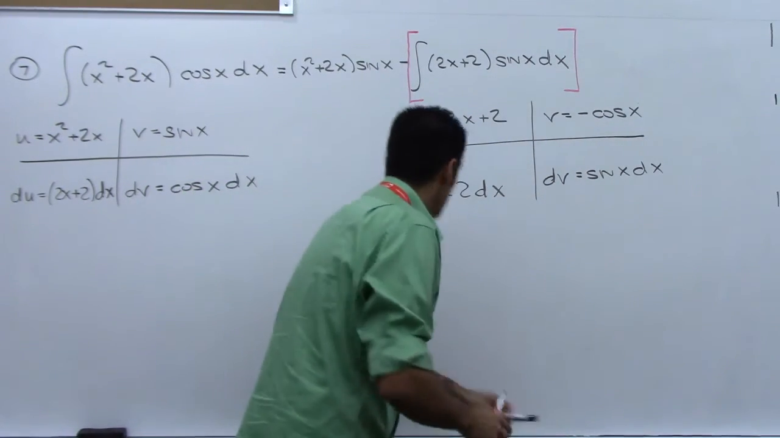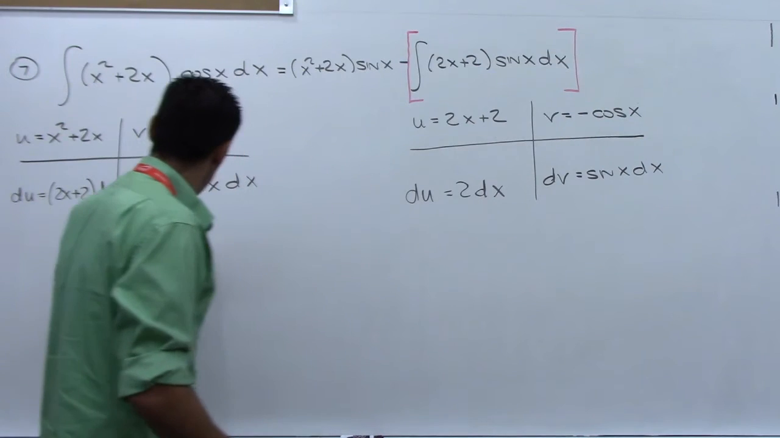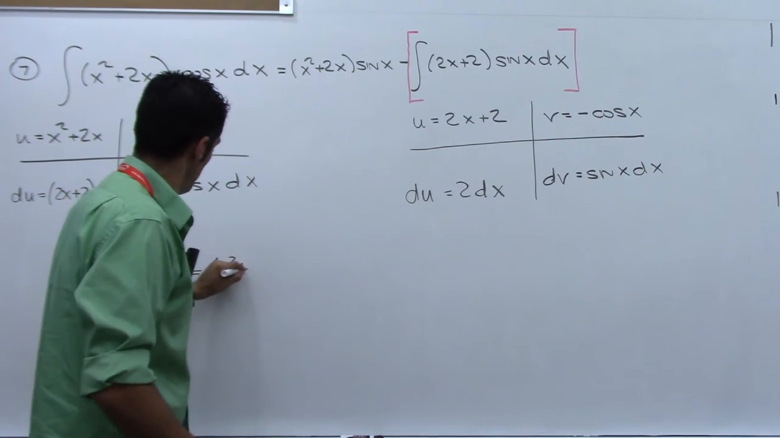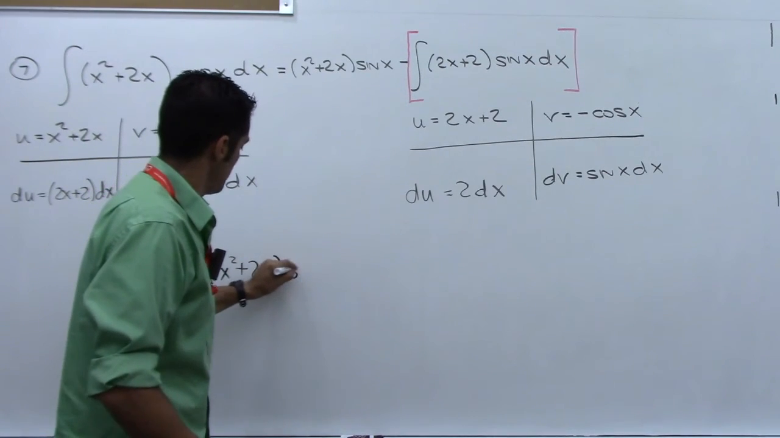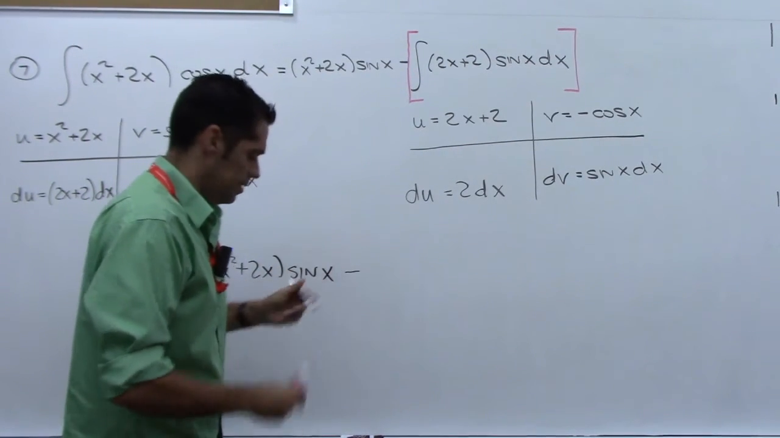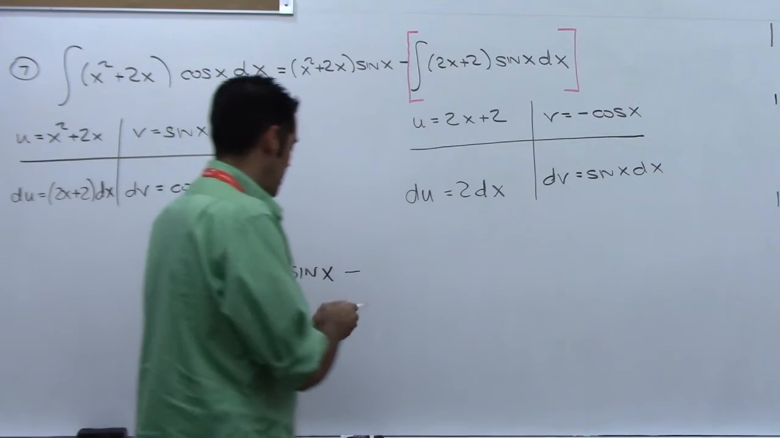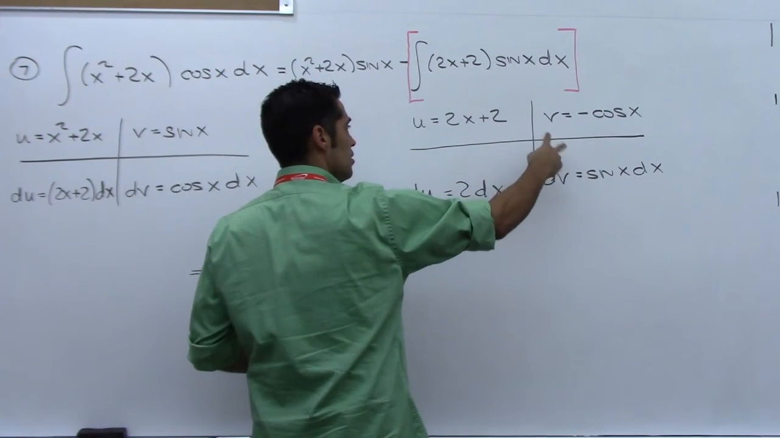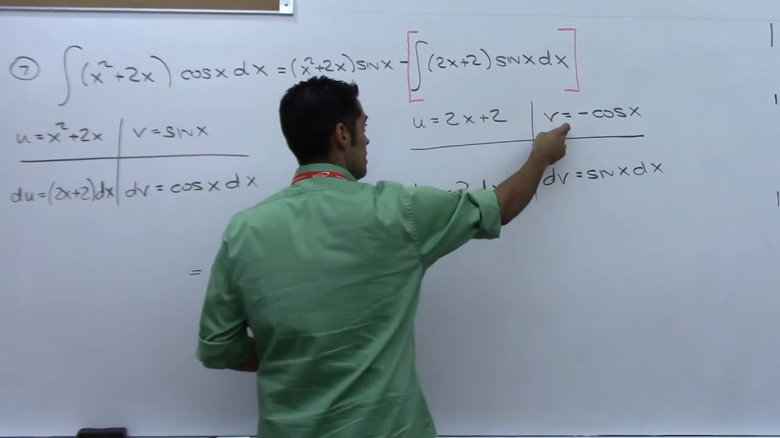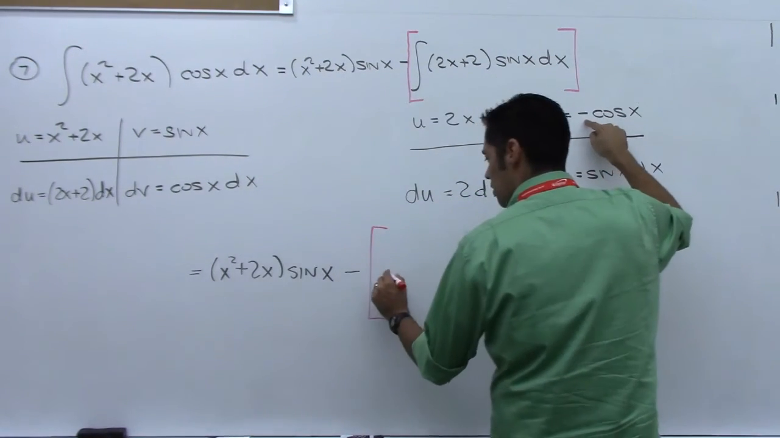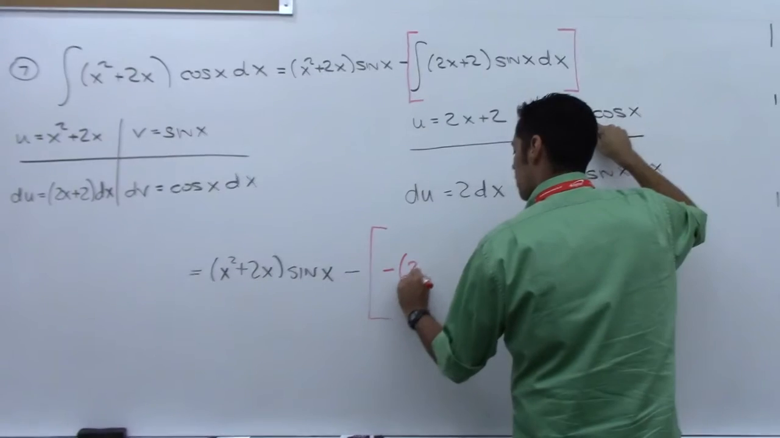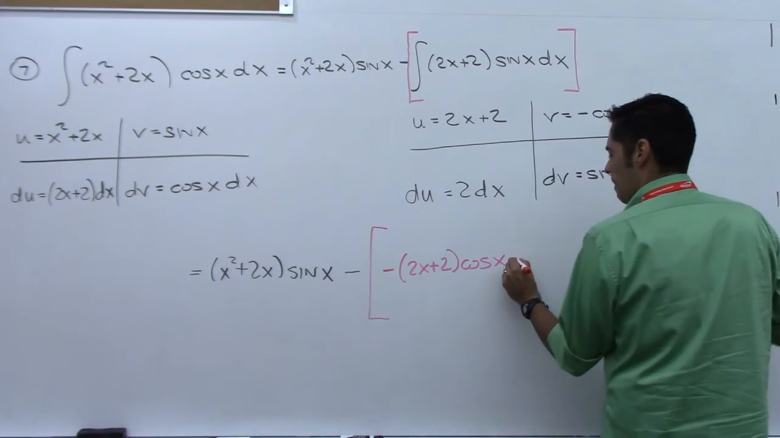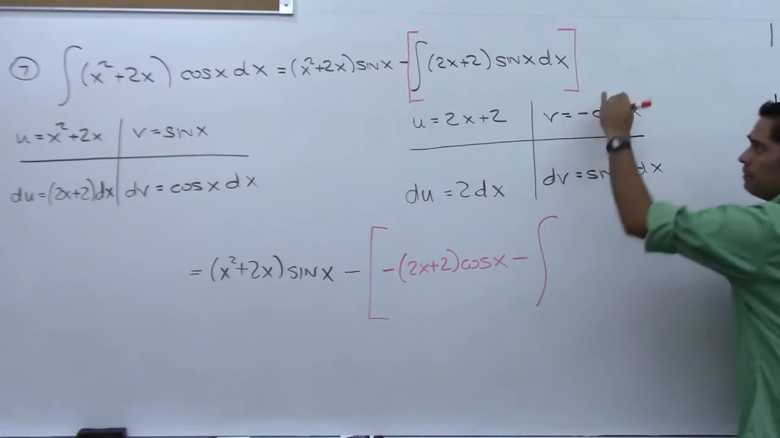So I'll write down the original answer, which was that. So this was my original ultraviolet minus, now here comes my new integration by parts, which is going to be this table, ultraviolet minus integral voodoo. So this times this, that negative's here, so be careful. Negative 2x plus 2 cosine x minus integral again, voodoo, the diagonal.